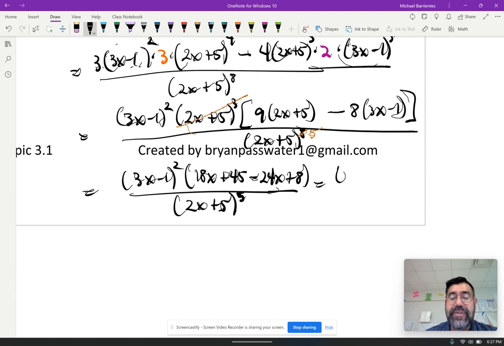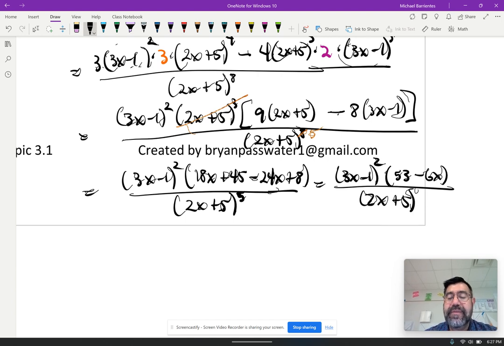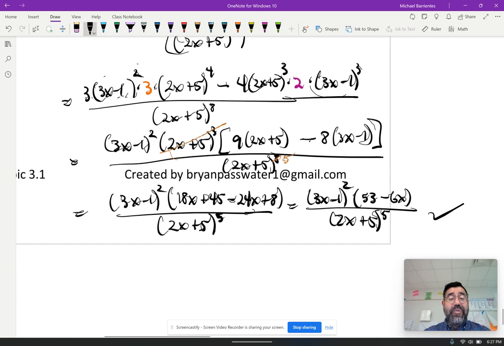And so if I have to simplify, which I would not recommend doing, I think minus 8 minus 1, that is plus 8, this is 45. So together that's 53 minus 6x all over 2x plus 5 to the 5th. This would be my derivative. And man, what a workout, mental workout that was.